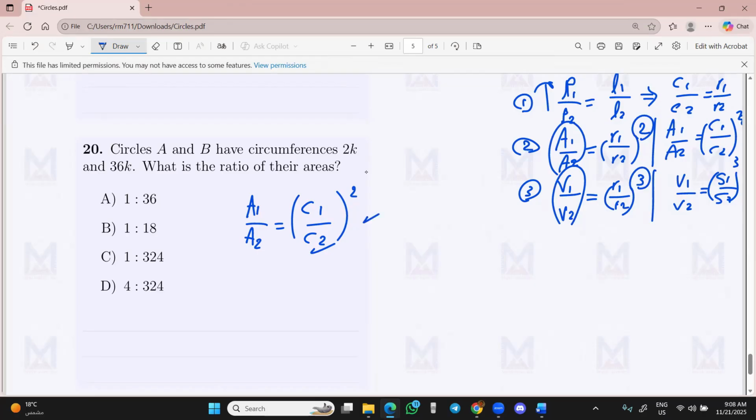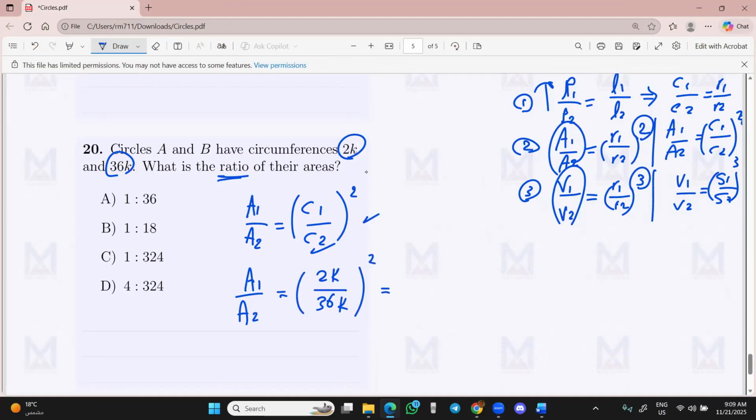So here we can use this formula right here. A1 over A2, the area of circle 1 over the area of circle 2, which is required here. The ratio means something up and something down, is equal to the circumference 1, the circumference of A, and this is the circumference of B. Circumference A is 2K over the circumference B is 36K, and all of that should be squared.